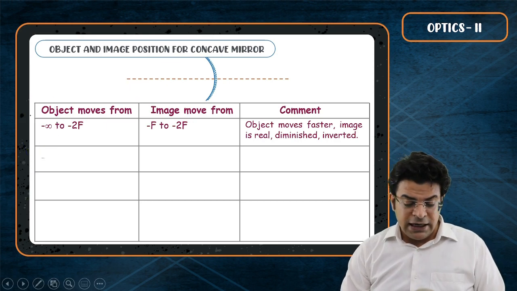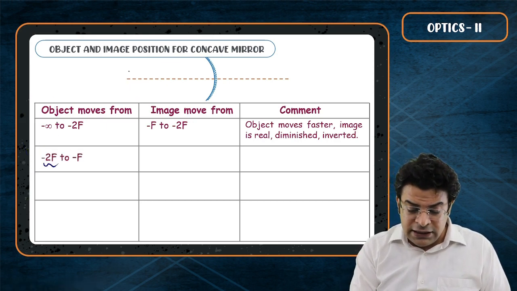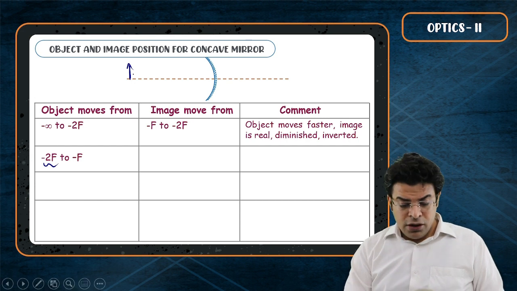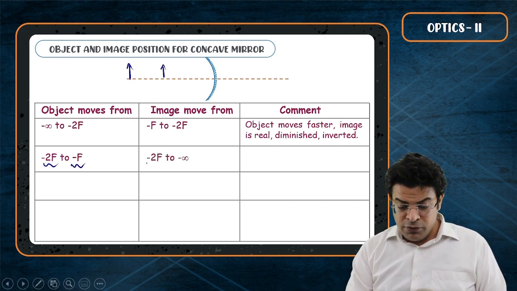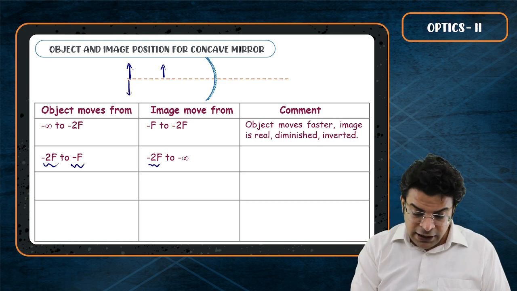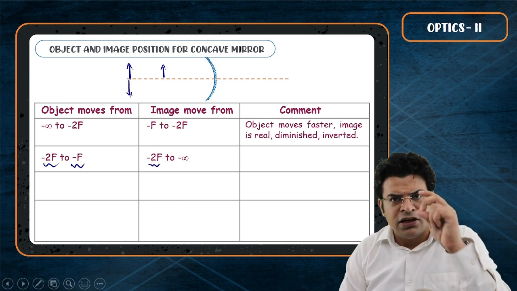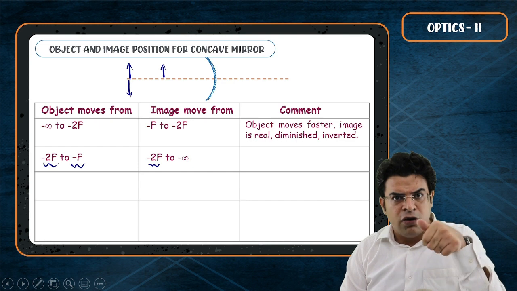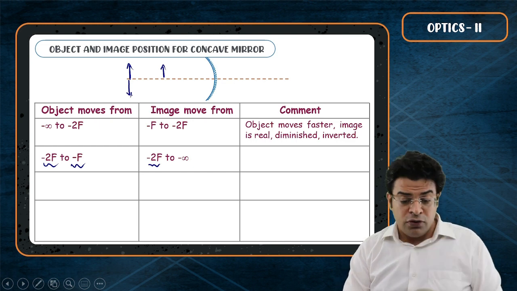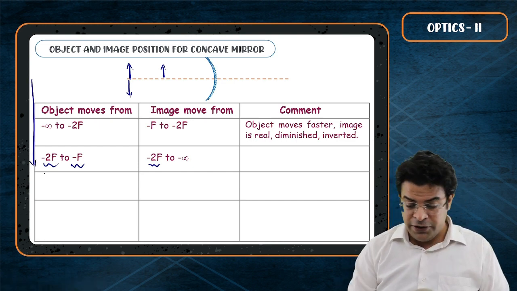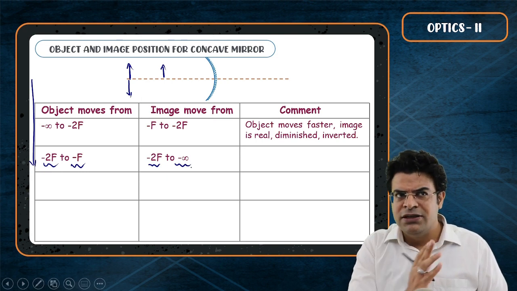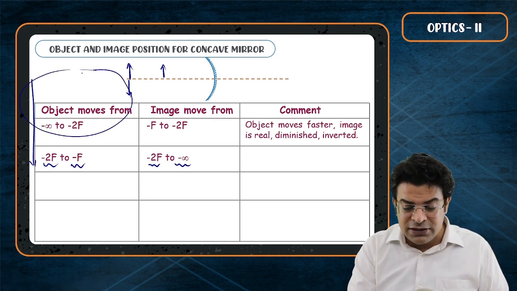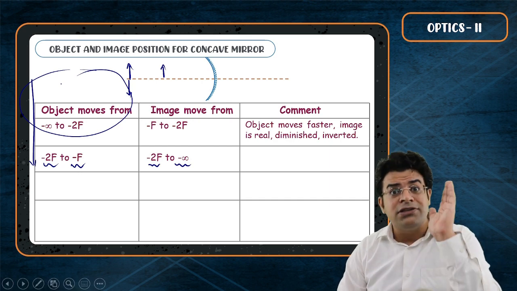So we will say that as the object further moves from center of curvature, minus 2f, to the focus, minus f, the image moves from minus 2f, that is again center of curvature. For object at center of curvature, the image should be at center of curvature. For object at focus, the image will be at minus infinity. Now tell me this time who travels faster, object or image? So definitely image travels greater distance. It goes from minus 2f to minus infinity.